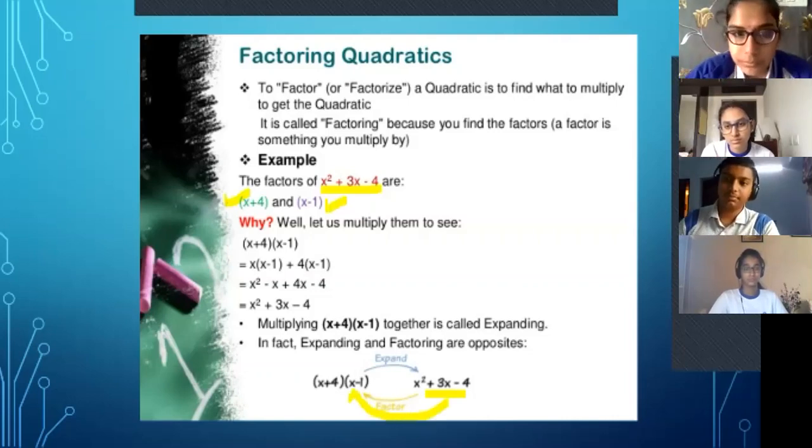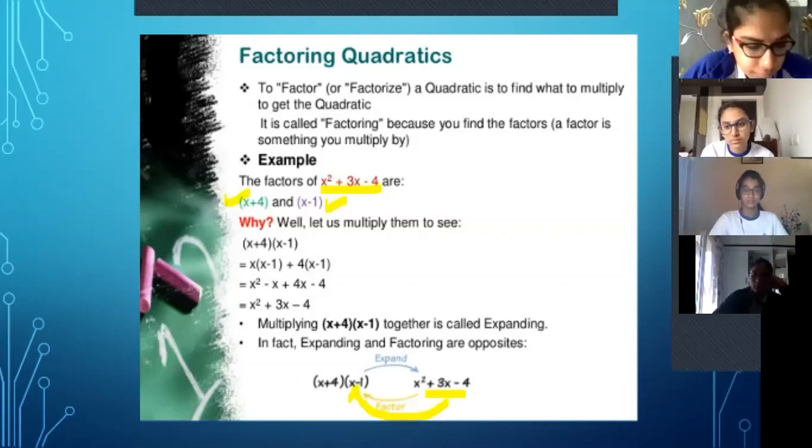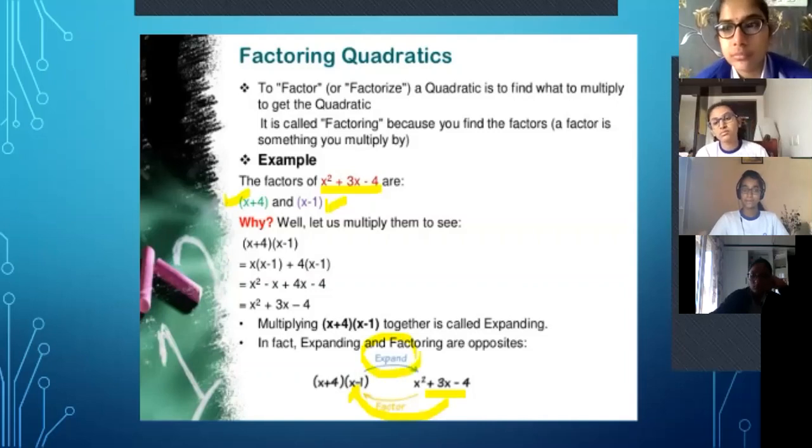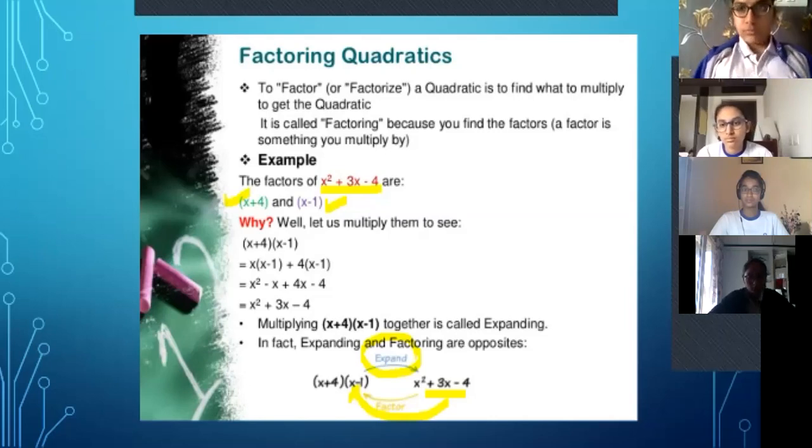Yes, ma'am. When x plus 4 and x minus 1 are multiplied by the distributive property, then what are we doing? We are expanding it. So expansion and factorization are the same process, but vice versa. Is that clear? Children, all these things might come in your MCQs, so be very careful. Otherwise, I can directly start the chapter because I know you know a bit of it.